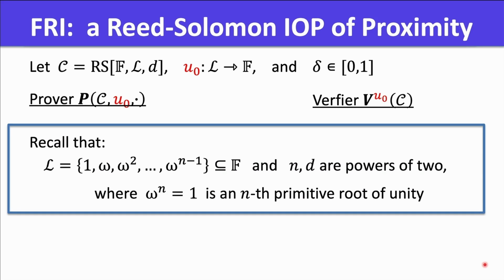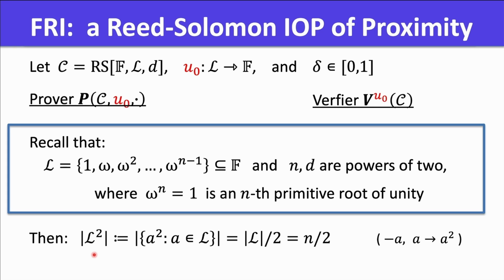I also want to remind you that from now on, we're always going to assume that our domain is a set of nth roots of unity, where n is a power of 2, and we're also going to assume that the degree bound on the Reed-Solomon code words is also a power of 2. But the main thing to remember is that our domain L is made up of all the nth roots of unity in the finite field, where n is some power of 2.